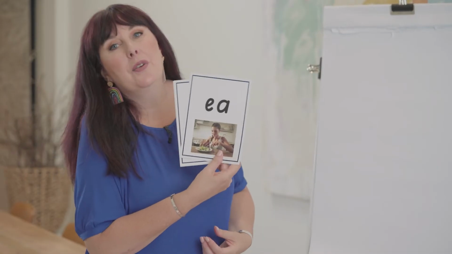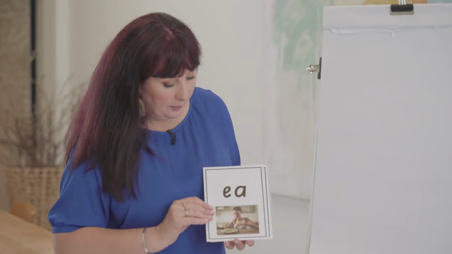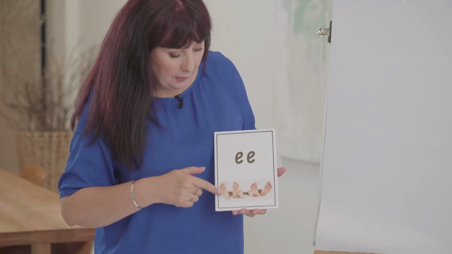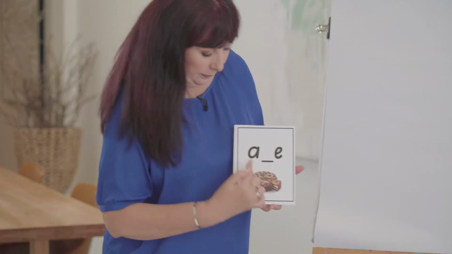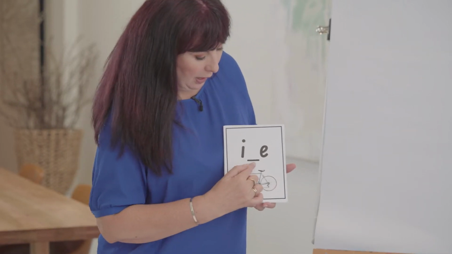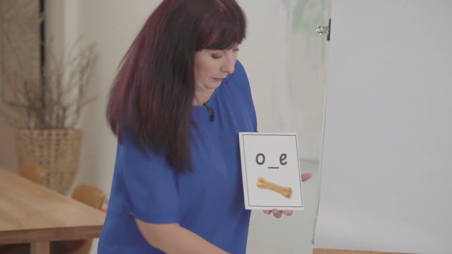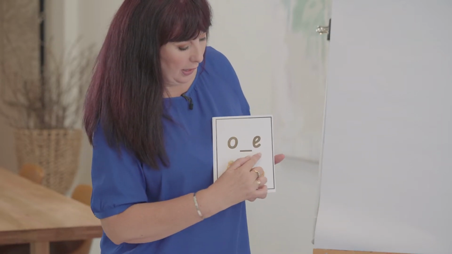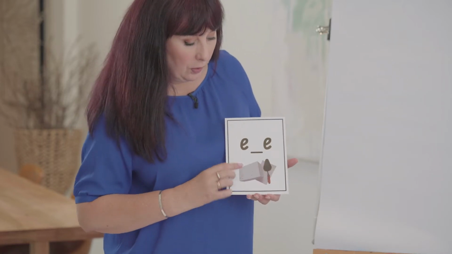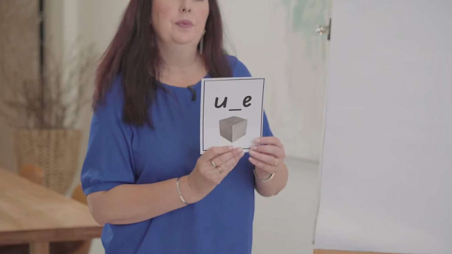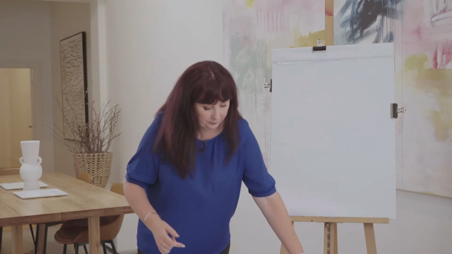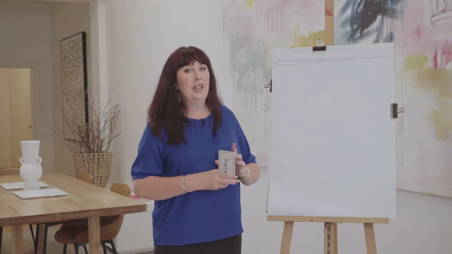Before we do that, let's have a practice of our cards. E-A, eat. Double E, feet. A-E, cake. I-E, bike. O-E, bone. E-E, concrete. U-E, cube. I've got one more today that we'll look at in a minute.